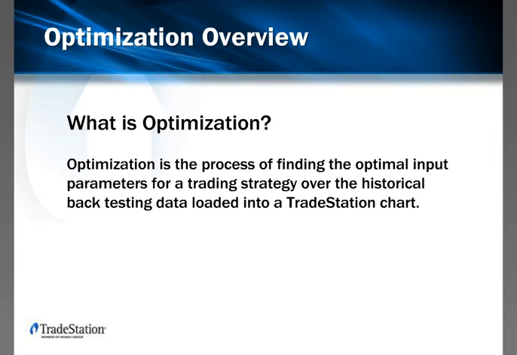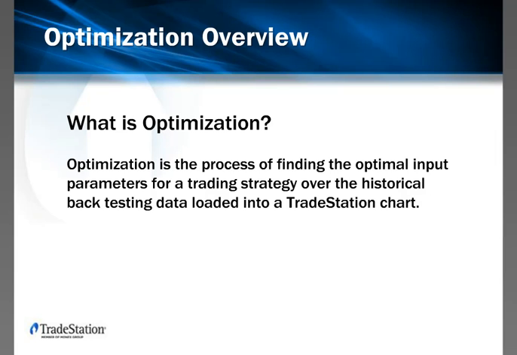Optimization is a process within the strategy backtesting world. It gives you the ability to find an optimal set of parameters for the historical data within the chart. So let's be clear about this. When we talk about optimization, optimization is really the process of identifying the optimal input parameters for the trading strategy over the historical backtesting data loaded into the chart.